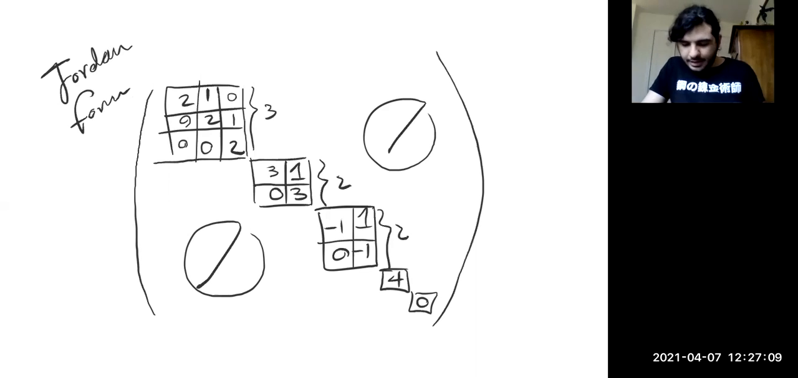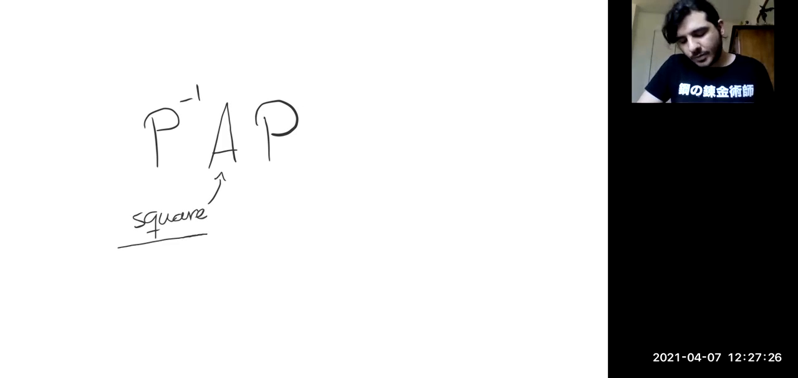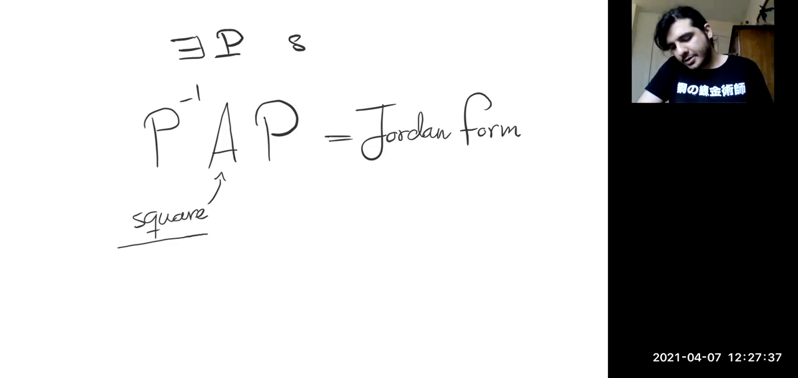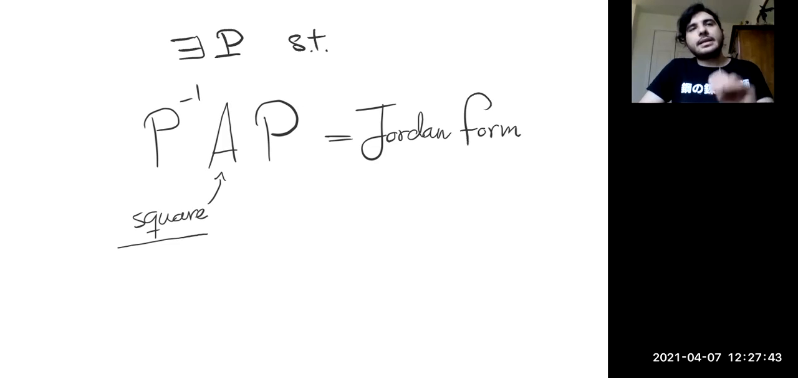And then the interesting theorem is that although for a square matrix A you might not find some P such that P inverse AP is diagonal, you can always find P such that this thing is in Jordan form. There exists such a P. Okay, let me compute one example. Actually, I had one example here.